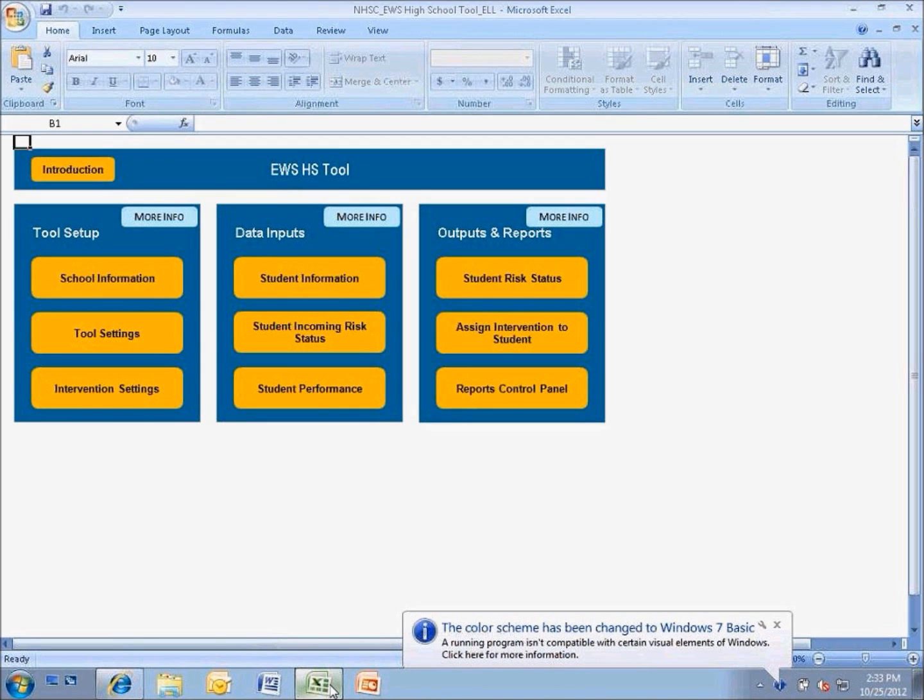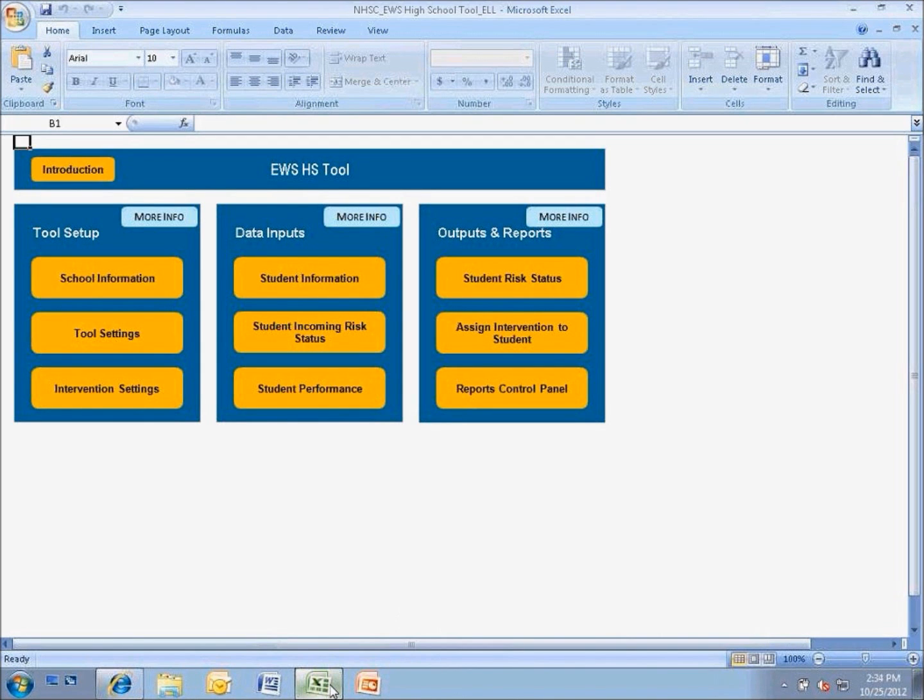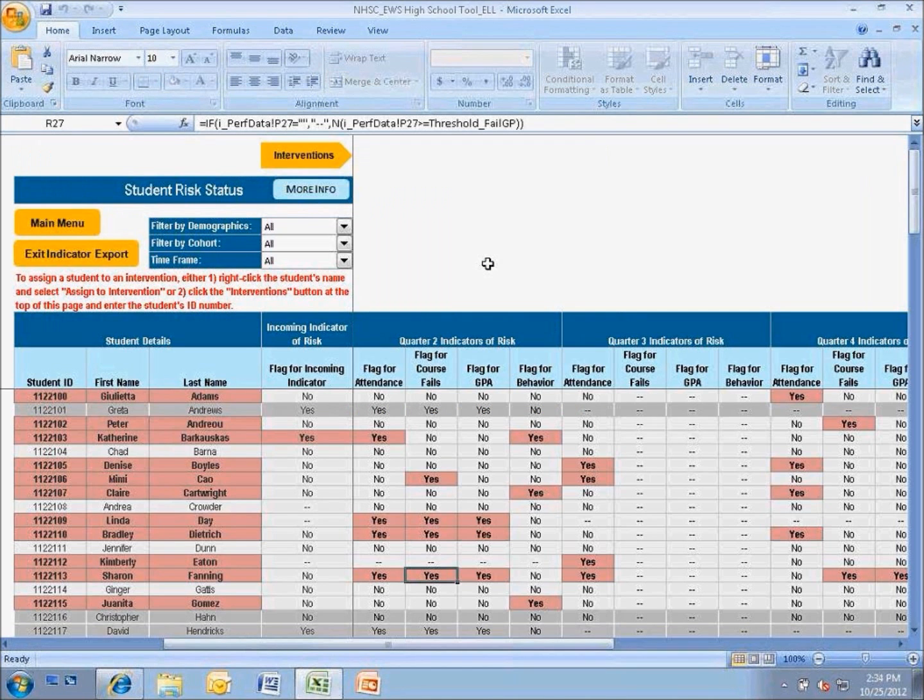One second while I switch over. So this is a preloaded early warning system tool. We're going to be in this Outputs and Reports section, 3rd bar. The first section in this is the student risk status, which lists all students and the indicators for which they have been flagged across all grading periods. This portion of the Outputs and Reports really corresponds with step 3 of the EWIMS implementation process, which is reviewing the data in the tool.